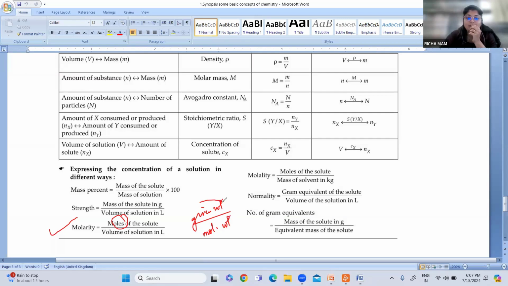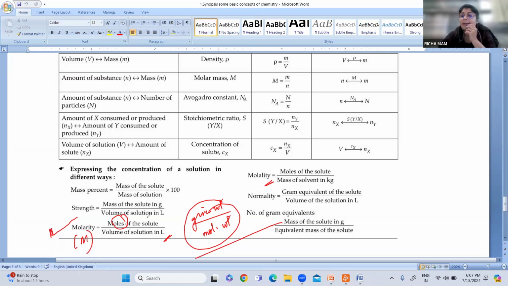This number of moles is added in what? In 1000 ml of solution. So the volume of the solution is taken in liters. This describes the molarity. Next, we are going to discuss molality. Molality is different.